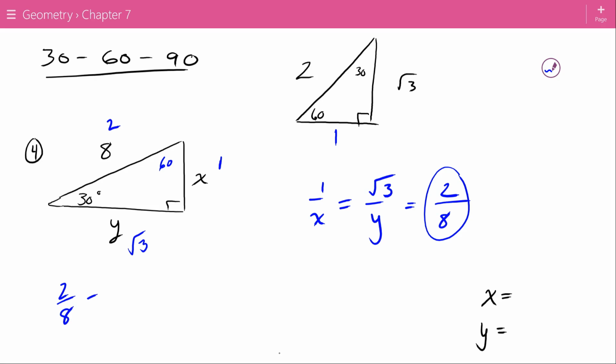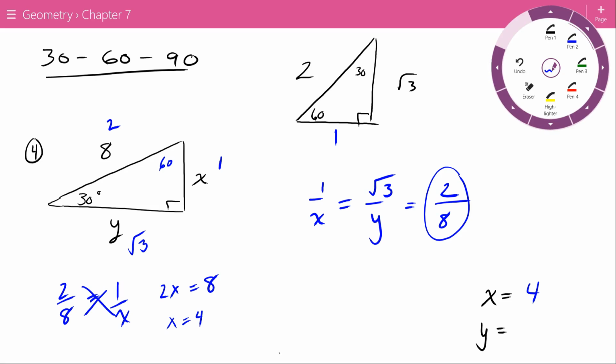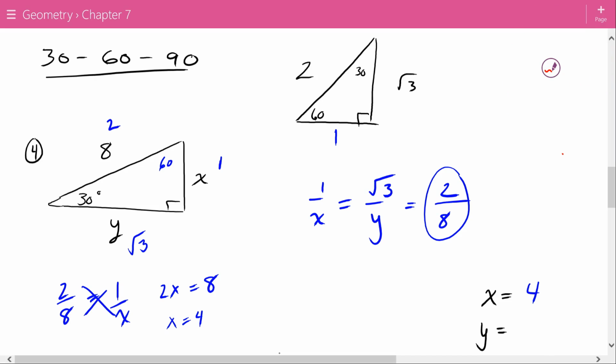So 2 over 8 equals 1 over x. You guys can cross multiply that pretty quickly. We'll end up getting x equals 4. And then the 2 over 8 equals root 3 over y. Cross multiply that one.